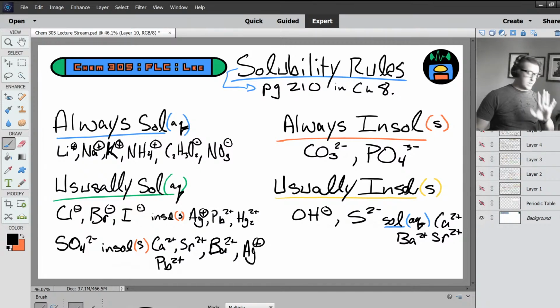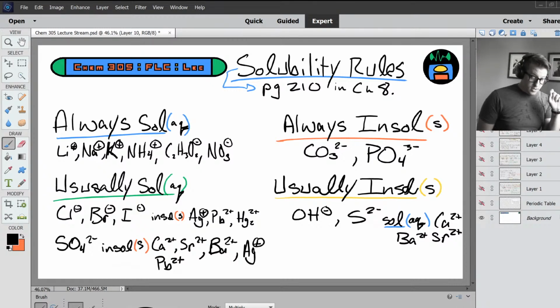Now, there is a paradox. There is a contradiction on this slide, and the question is, what happens when you take an always soluble ion and pair it with an always insoluble ion? What would happen if we put lithium together with carbonate? Because carbonate's never soluble, lithium's always soluble. And the answer to that question is this. It's exactly what happens when an unstoppable force collides with an immovable object. It's a contradiction. One of them has to give.